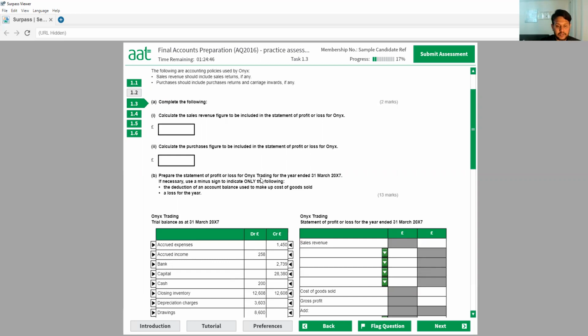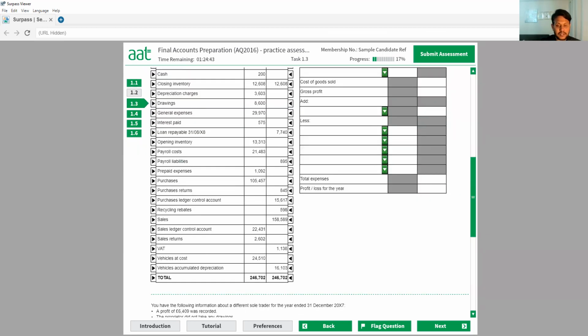Okay, let's have a look how much is the sales we have, and we need to minus the sales return. So we can see here we have a sales 158,589, and we have a sales return 2602. So you have to minus it. 158,589 minus 2602, and that will tell us how much is the net sale. Then for the purchase, the same thing. You have to find the purchase, minus the purchase return, and that will tell us how much is the actual purchase. So let's do that.